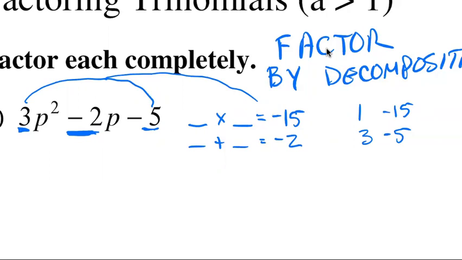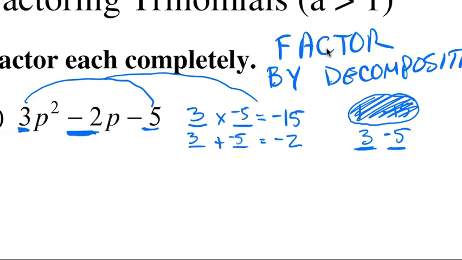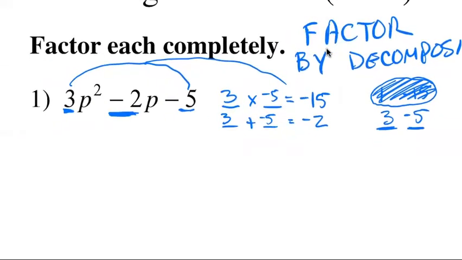Now I check my combinations. Is there any way I can combine positive 1 and minus 15 to get negative 2? No, this one's not going to work. Can I combine positive 3 and negative 5 to get negative 2? Yes, I can. So our numbers are 3 and minus 5. Those multiply to negative 15, and 3 and minus 5 add together to give negative 2. That's our step 1.